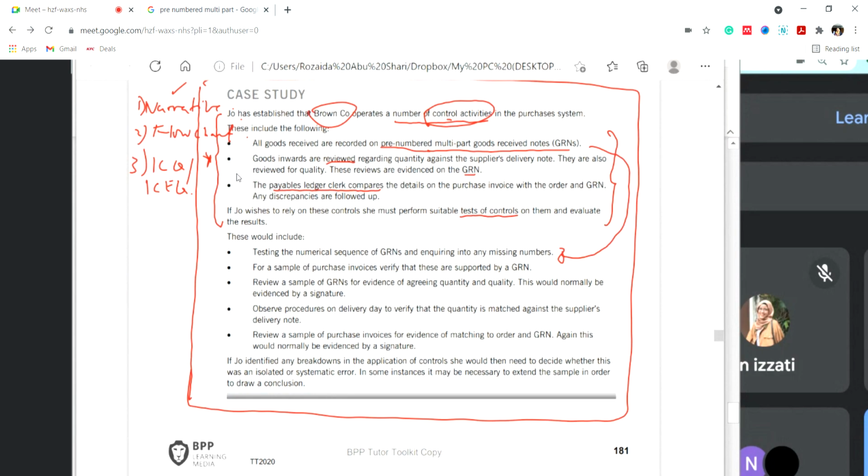Who would like to try? Anyone like to try? Siapa? Patin. Patin Jarina, try.